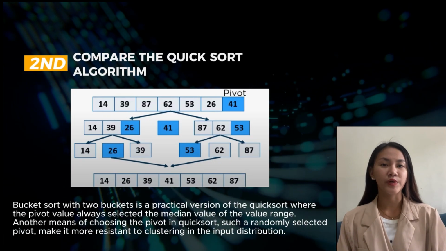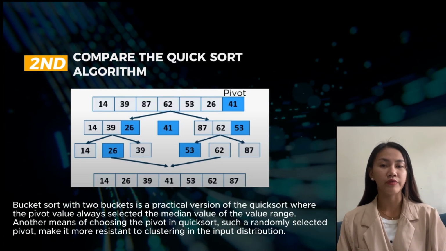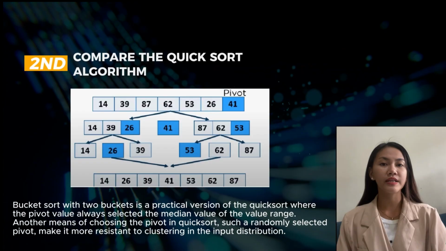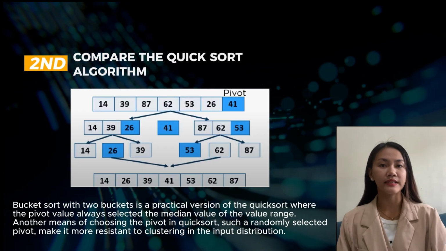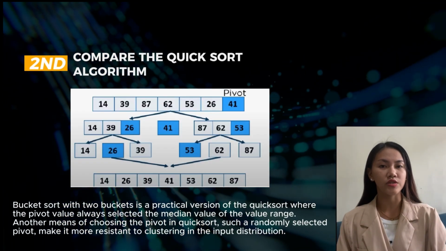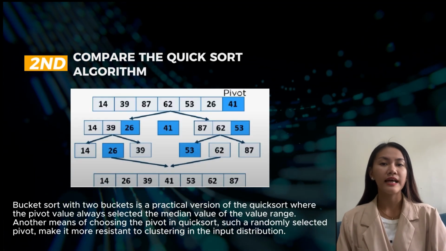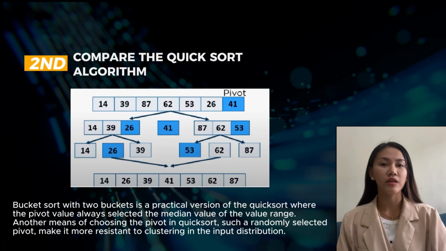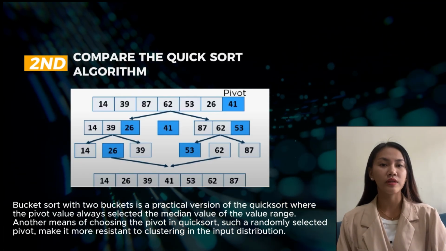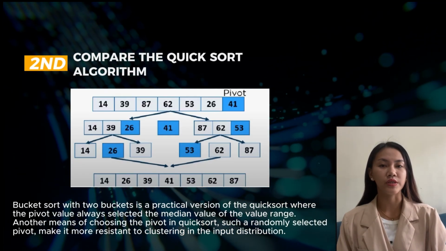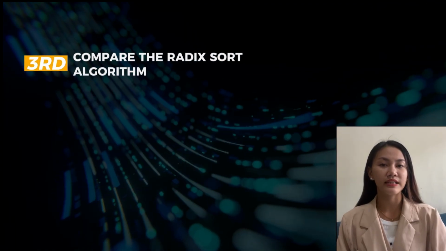Second is the quick sort. Bucket sort with 2 buckets is a practical version of the quick sort where the pivot value is always selected as the median value of the value range. Another means of choosing the pivot in quicksort, such as a randomly selected pivot, makes it more resistant to clustering in the input distribution.